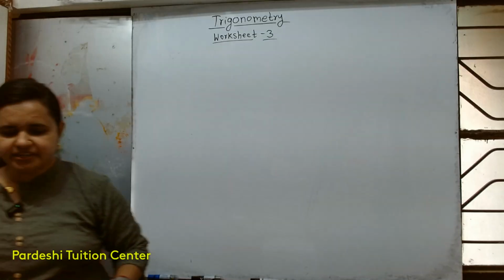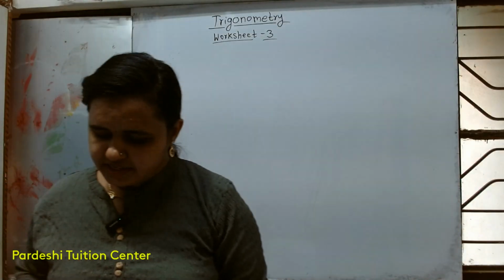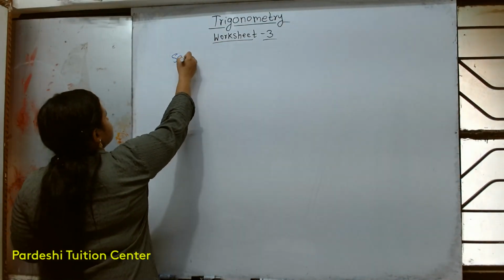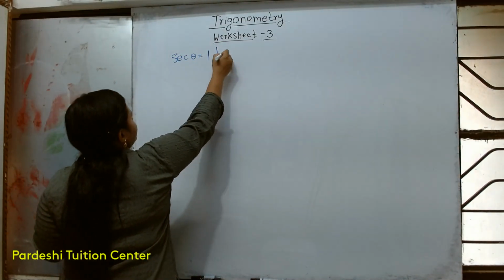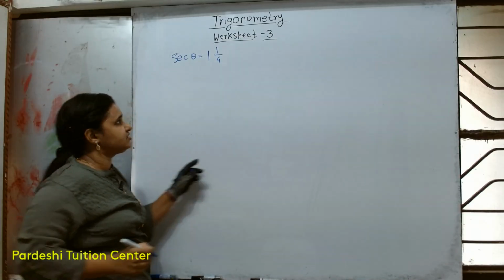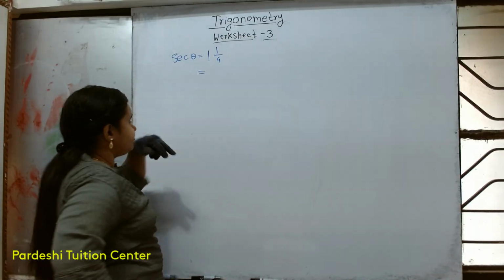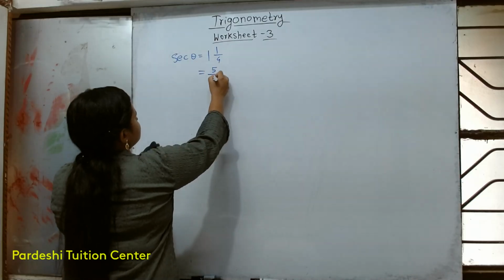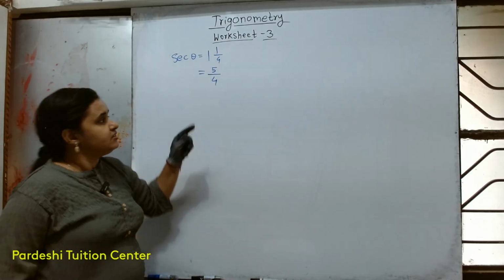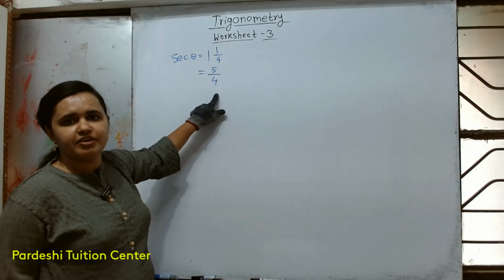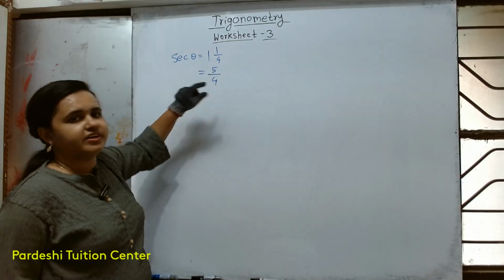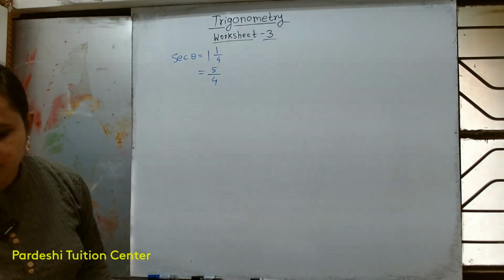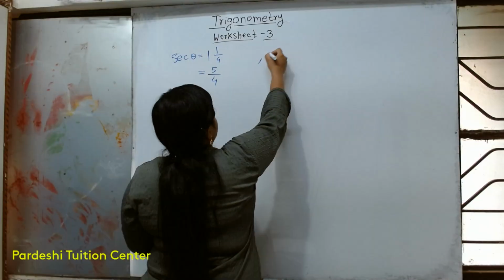Now question 20. Question 20 is given as sec theta is equal to 1 by 4. It is given as a mixed fraction, so we convert it to an improper fraction: 4 ones are 4 plus 1, 5 by 5, no, 5 by 4. So sec theta we have got as 5 by 4. It was a mixed fraction, we have converted it to a fraction. Now we are asked to calculate tan theta by 2.